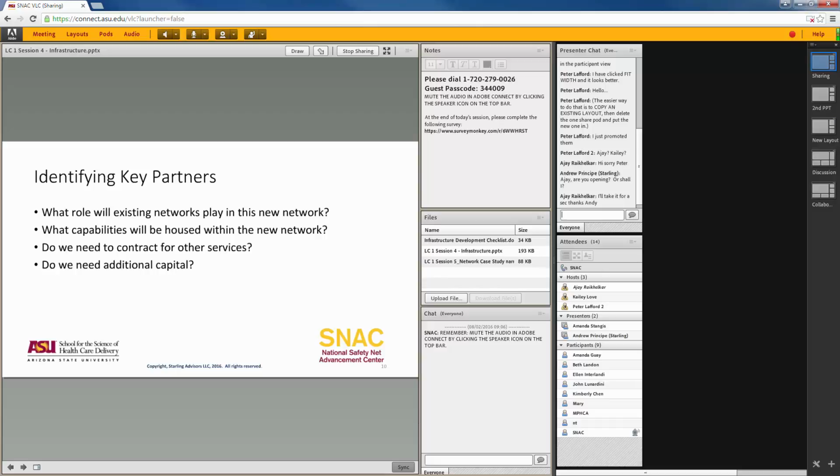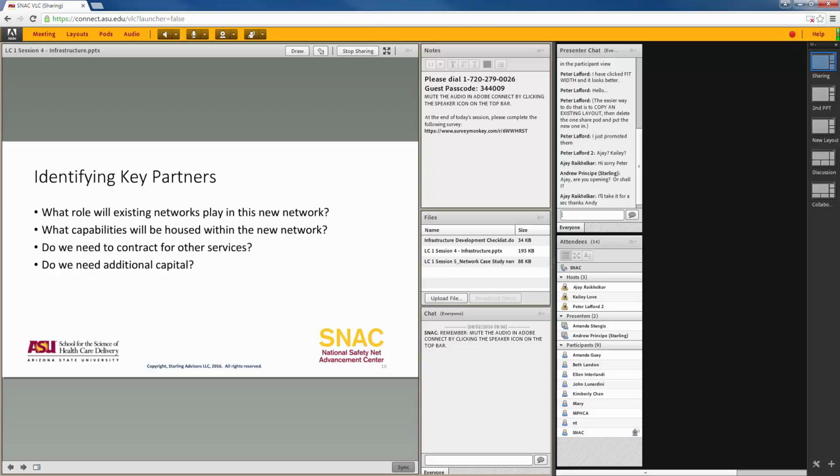I'm going to start by talking about who the key partners might be in a network development process. And certainly, the most important partners are the underlying healthcare provider organizations that are going to participate in the network. But beyond those, there are important external partners that may need to be involved. For example, are there existing networks already operating in the state that need to be engaged in order to do this work effectively, and also to get to the point where we're delivering services efficiently?